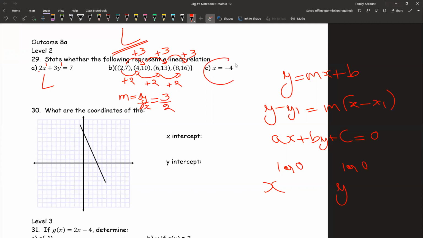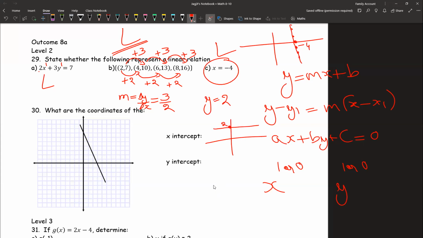Now, if they ever give you x equals -4, you've got to be able to visualize it. That means at x equals -4, your x values are -4 at all times. So you realize that's going to be a vertical line, which is a straight line. So it is linear. A straight line is a linear line. If they ever gave you y equals 2, that would also be linear. Why? Because that would mean y values are 2 at all times, so that would be a straight horizontal line.